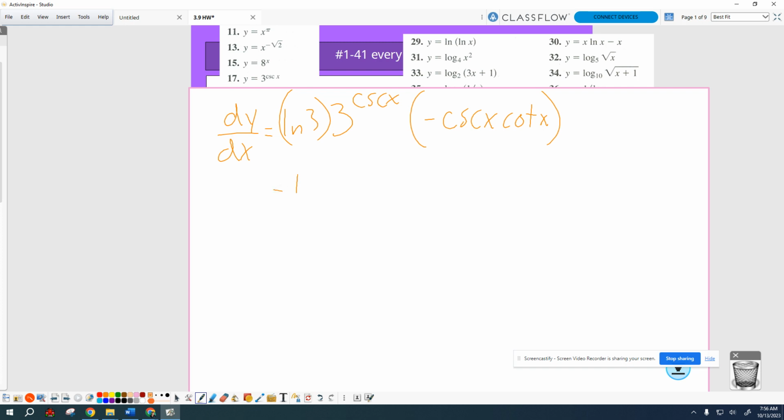And they would probably rewrite this to bring the negative out front. I don't know where they would put the trig functions, but whatever. It's gross. That's it. Nothing simplifies.